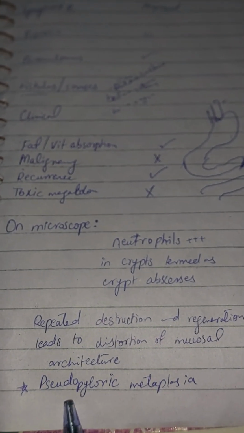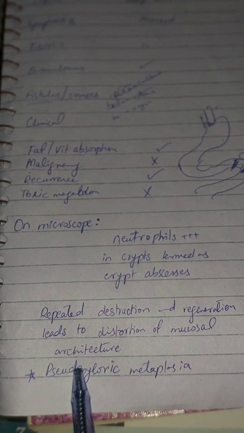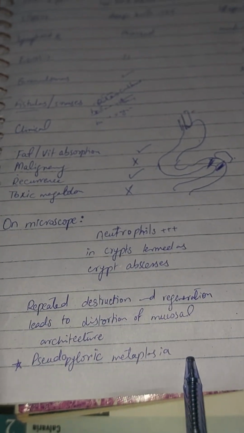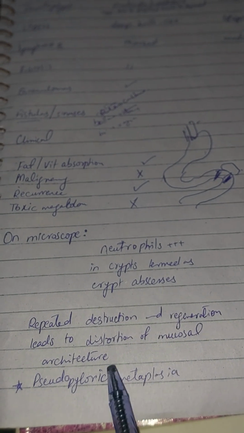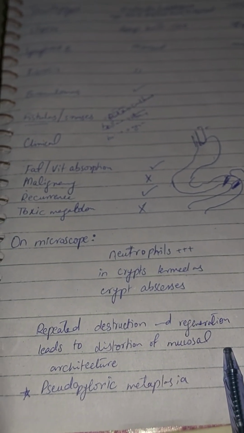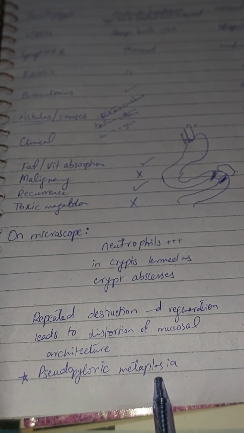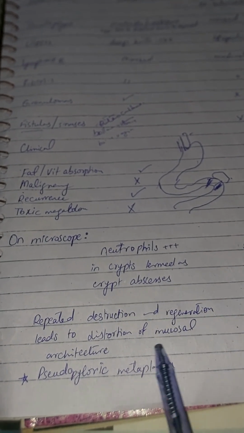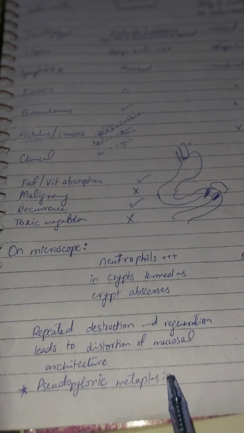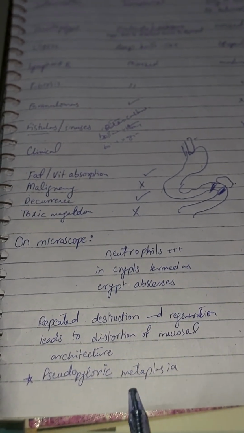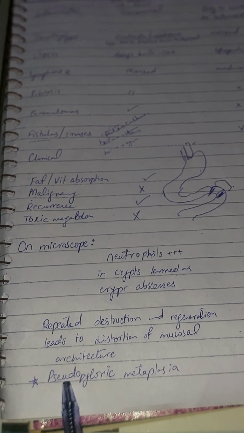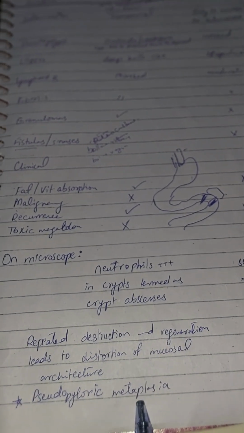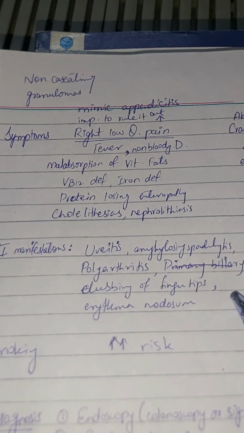It will also cause pseudopyloric metaplasia. It is a very important point. The normal intestinal epithelium is columnar with goblet cells, right? In pseudopyloric metaplasia, there will be lining of pyloric type. Pyloric is the region of the stomach. So the lining epithelium of the intestine will change to pseudopyloric epithelium, which is pseudopyloric metaplasia. I hope it's all clear now.